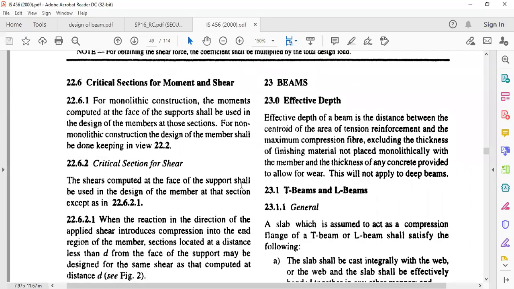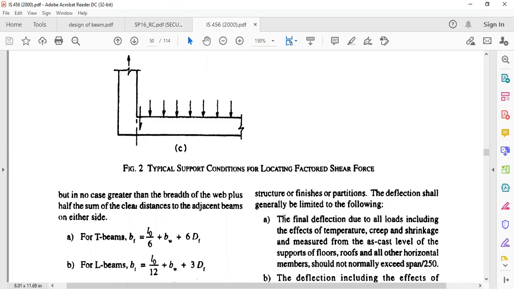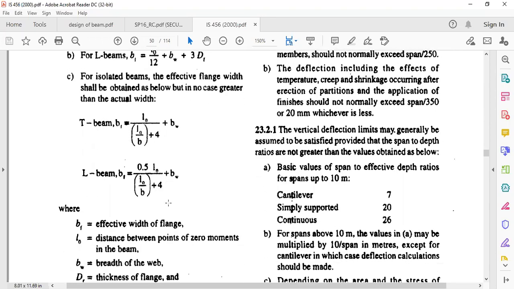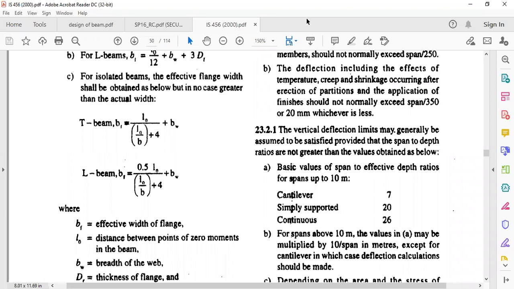How to take the effective depth of a beam, how to take the effective depth of a T beam or L beam, and how to take the effective flange, we will see here. For the deflection, we have also seen this part. Suppose there is a deflection criterion: what should be the span to effective depth ratio for cantilever, simply supported and continuous? We have seen that we have to design according to that.